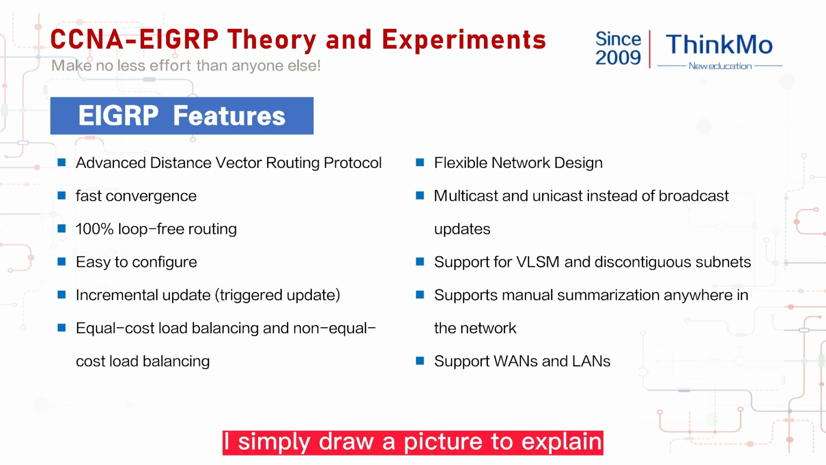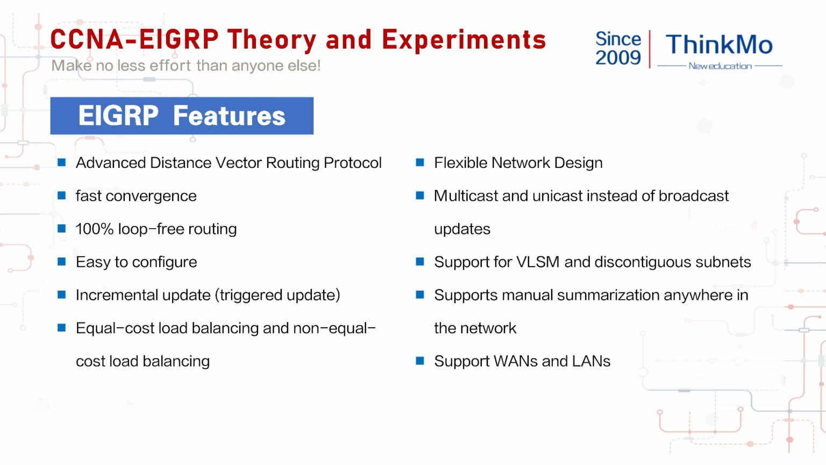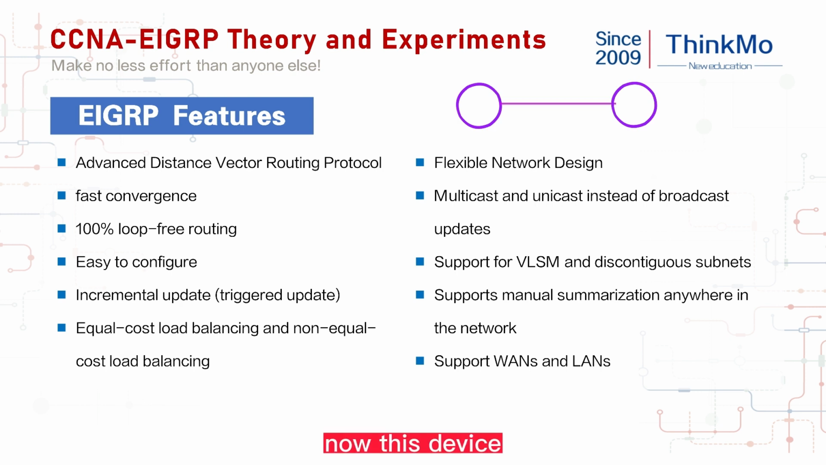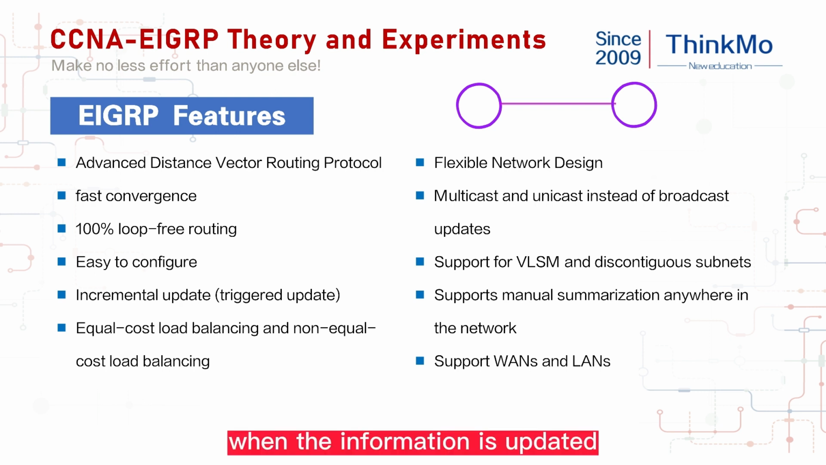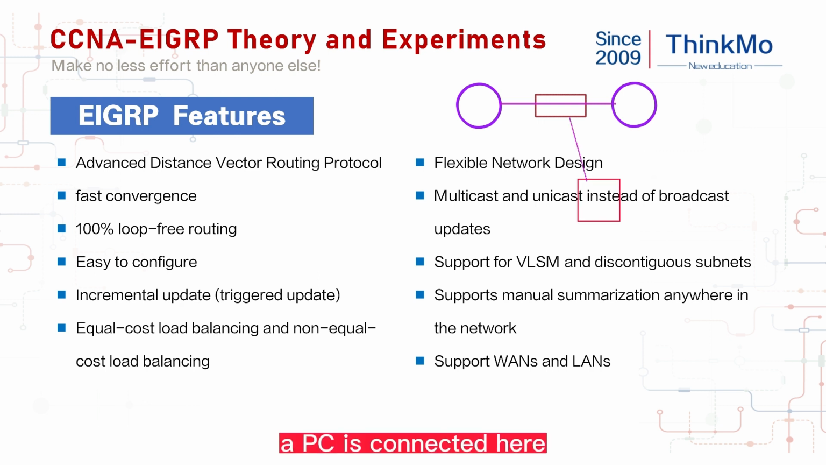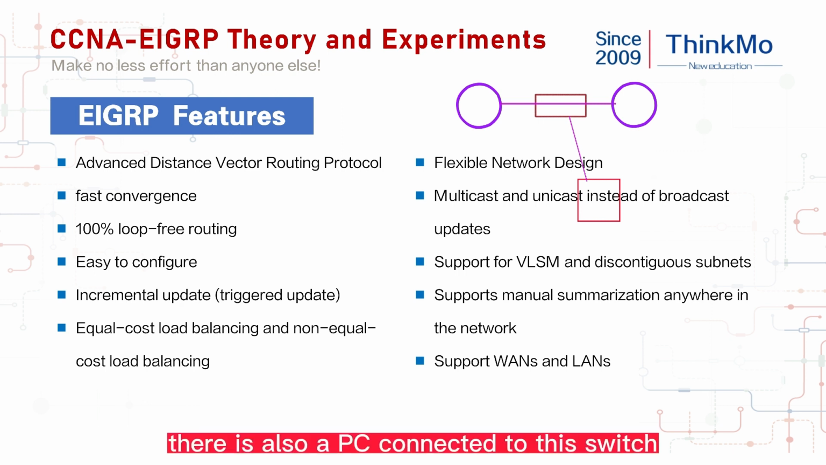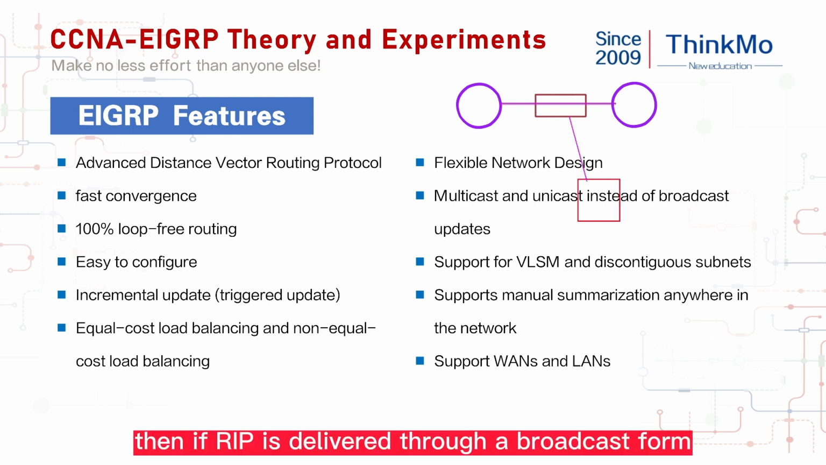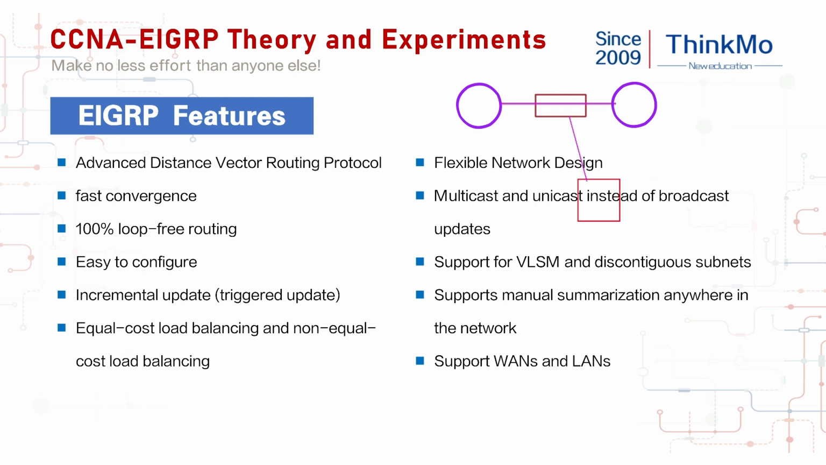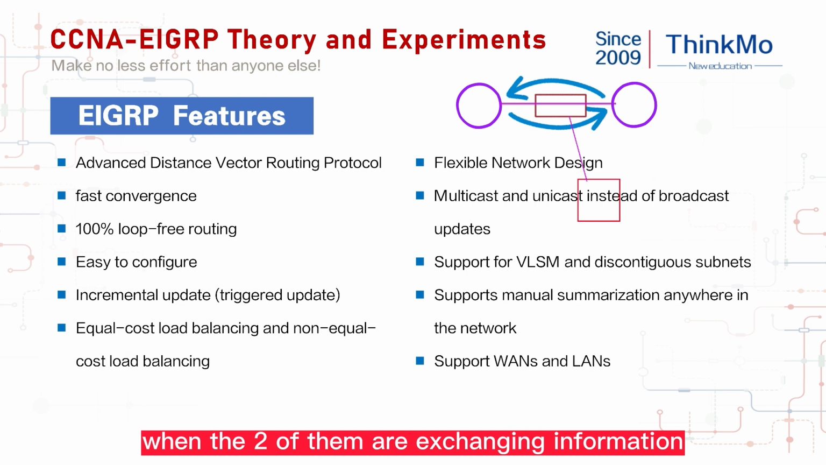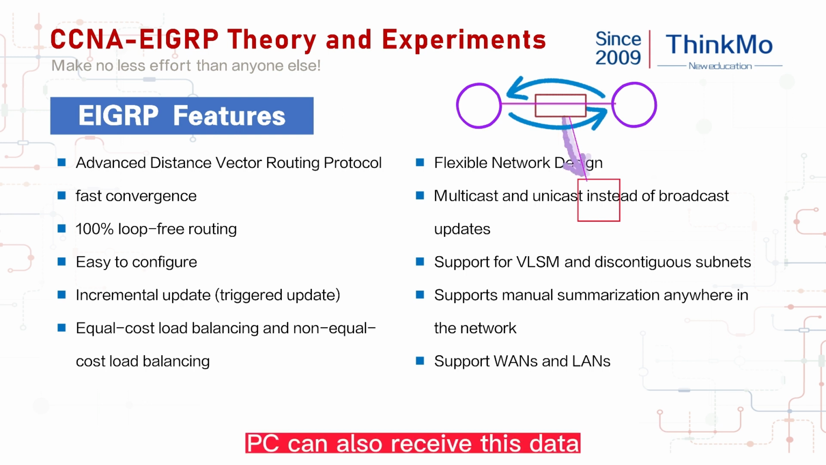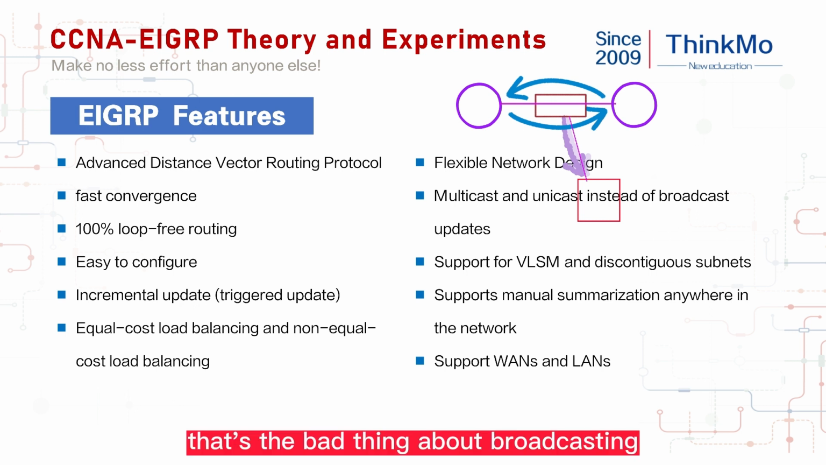Broadcasting is bad. I'll simply draw a picture to explain. For example, now this device runs RIP. For RIP, when the information is updated, suppose there is a switch in the middle, with a PC connected here. Two routers are connected to one switch, and there is also a PC connected to this switch. Then if RIP is delivered through broadcast, when the two routers are exchanging information, the PC can also receive this data. That's the bad thing about broadcasting. It is not necessary for the PC to receive this data.